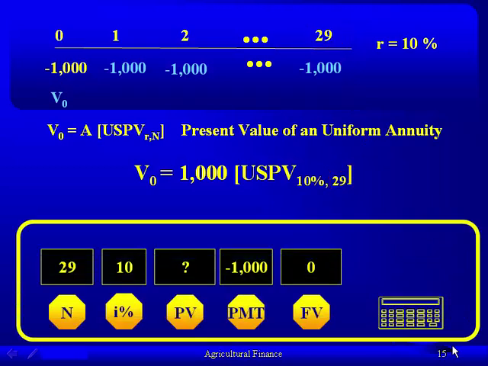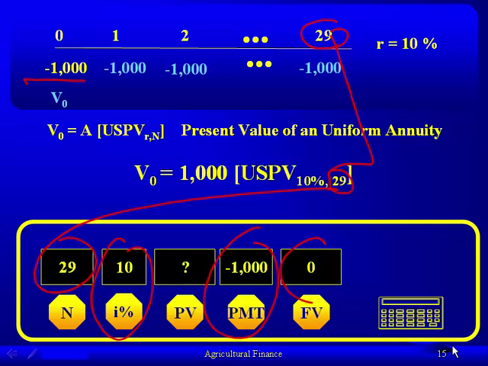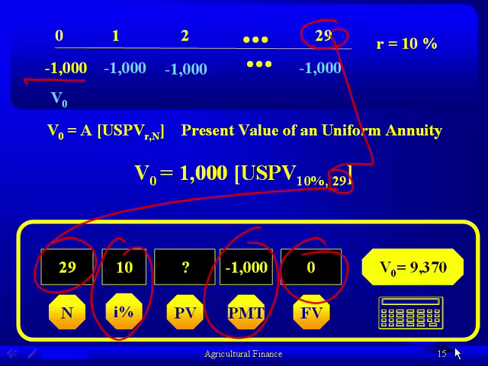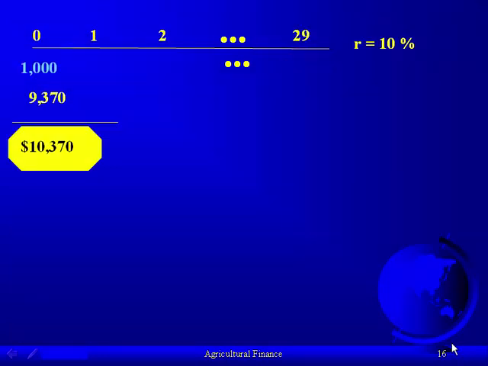We can calculate then, again, by taking the 29 N, 10% I, $1,000 payment, zero out the future value, and we come up with $9,370. That's only the present value of the 29 payments, not counting the first payment. And we count the first payment by adding it to that amount. And since at time 0 there's no discounting that needs to take place, the answer is $10,370. And if you punch that into your calculator using the annuity due, you will get this same answer.